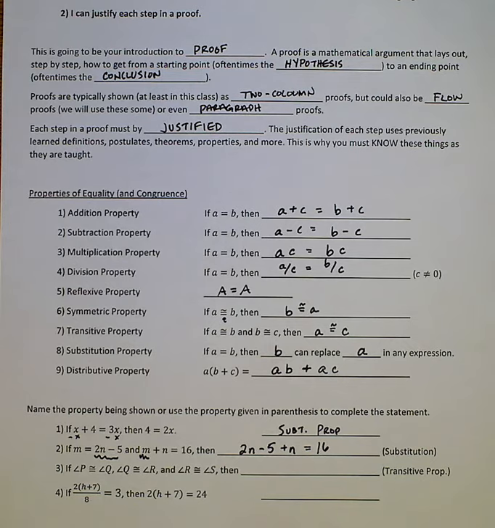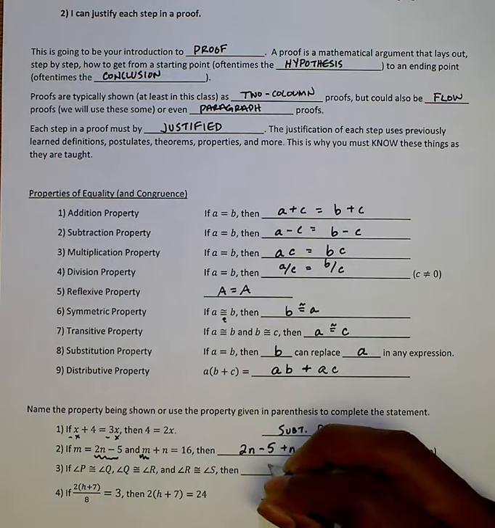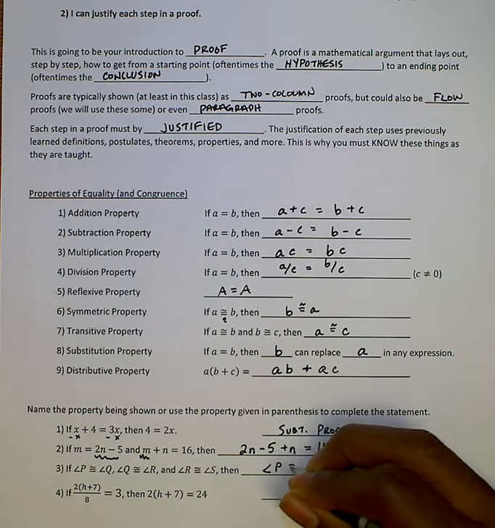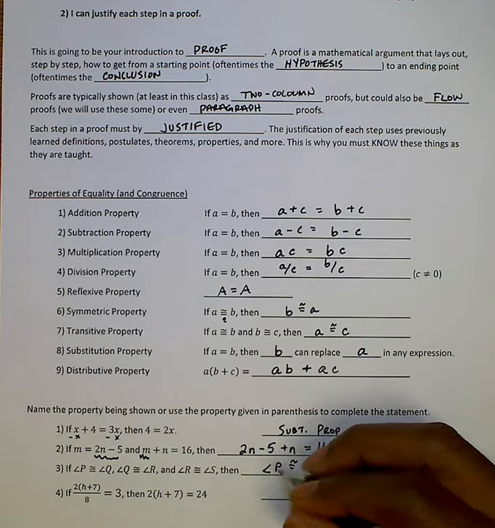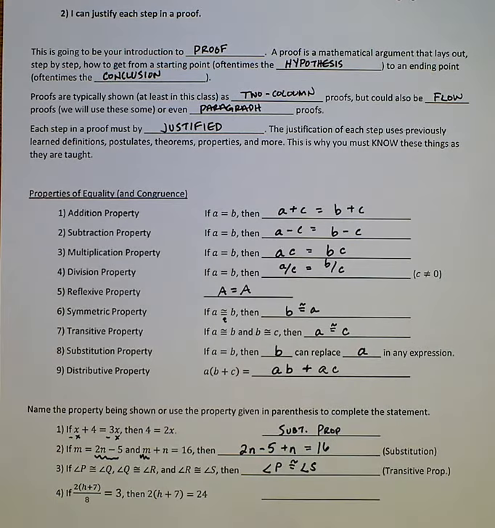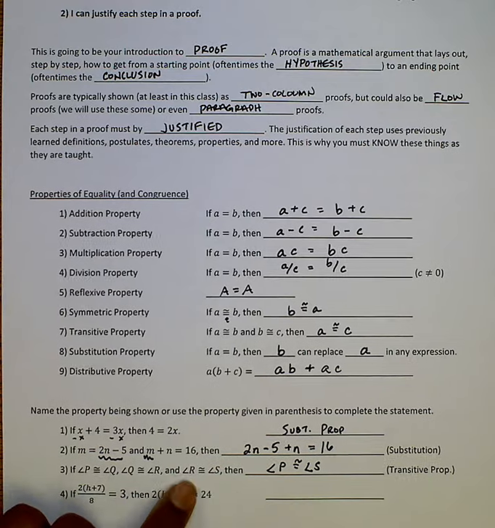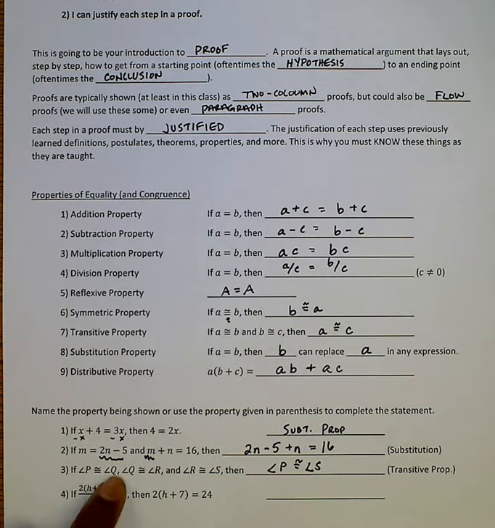If angle P is congruent to angle Q, and angle Q is congruent to angle R, and angle R is congruent to angle S, then what can we say? Well, then we could say by the transitive property that angle P is congruent to angle S. Notice that they never connected P and S, but we should be able to see that angle P and angle S are congruent to each other, since they're both congruent to R, which is congruent to Q, and Q is congruent to P.